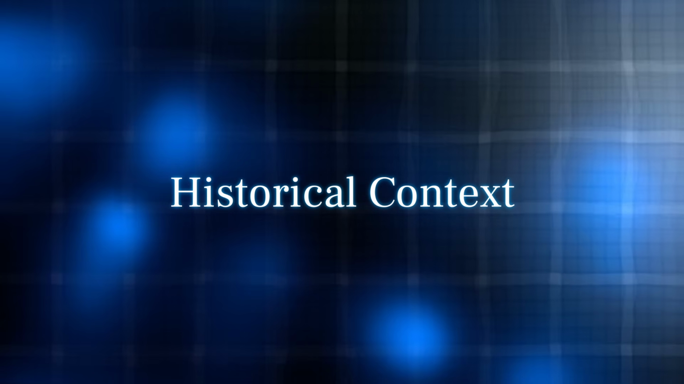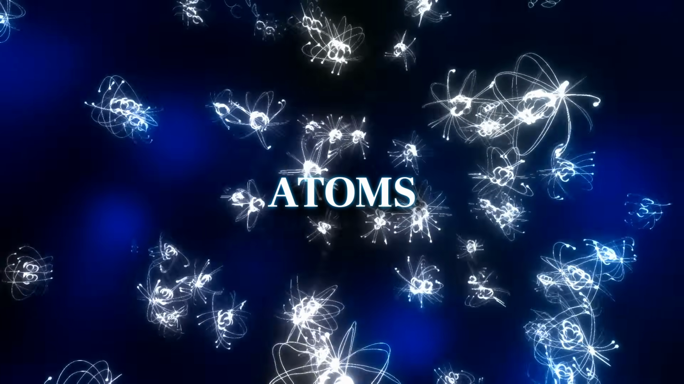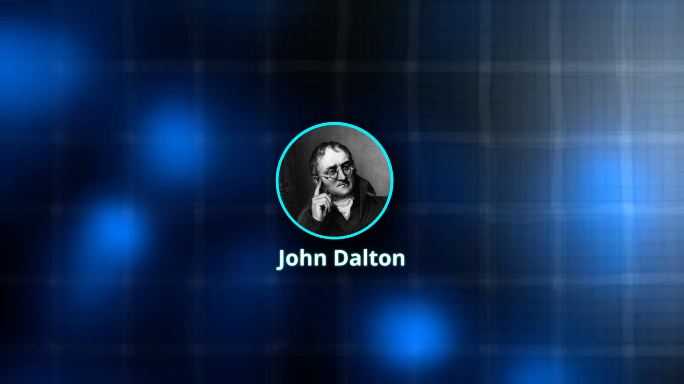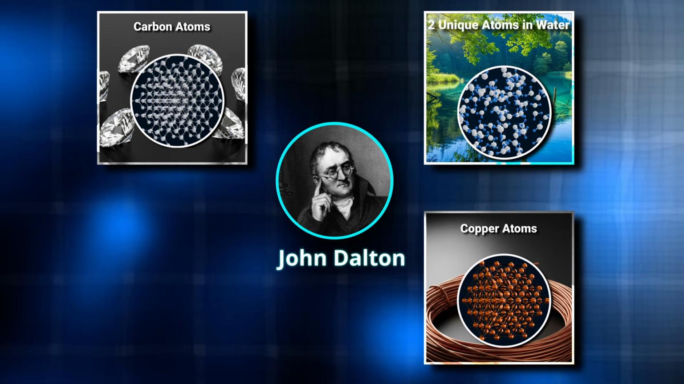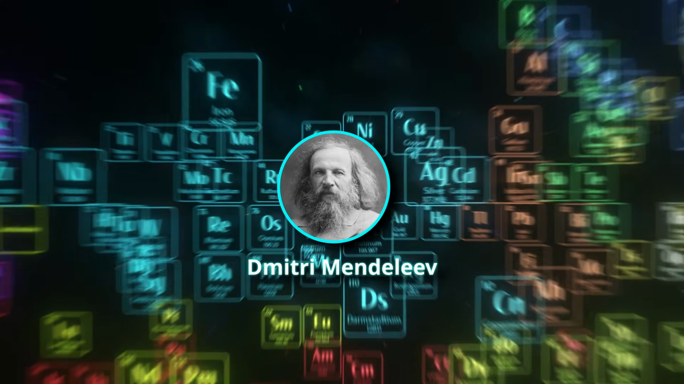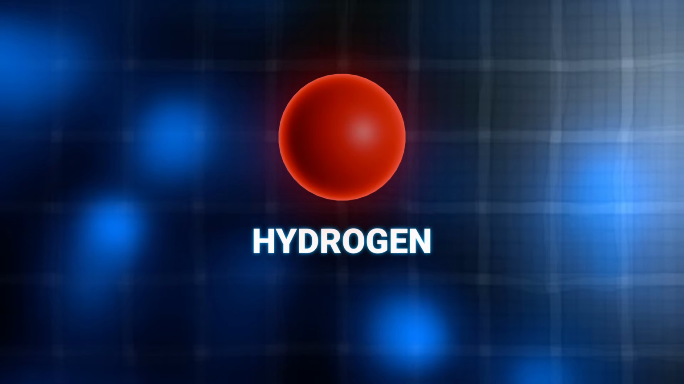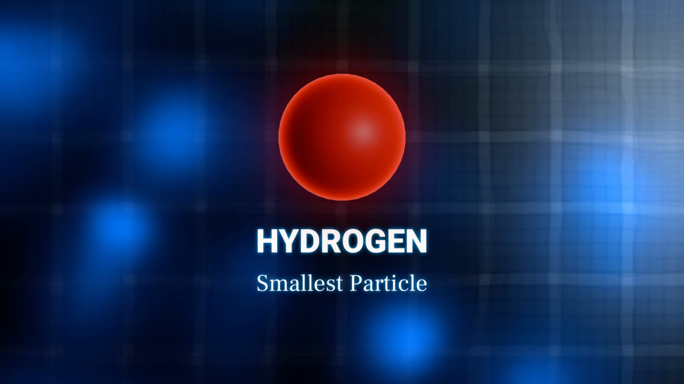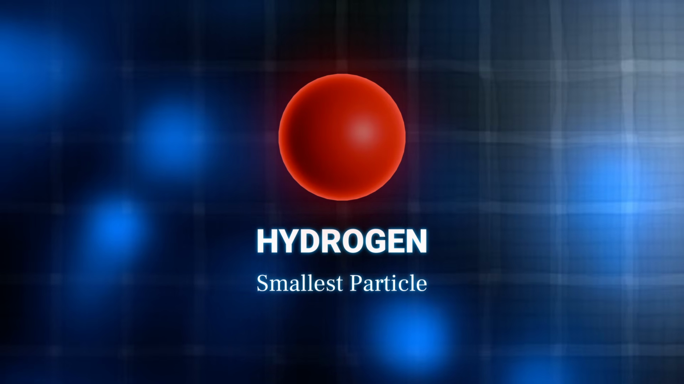Before we move to the most profound conclusion, let's briefly consider some historical context. By the 19th century, the existence of atoms had already been proposed. John Dalton theorized that matter is made up of indivisible atoms, with each element consisting of its own type. Dmitri Mendeleev developed the periodic table organizing elements by atomic weights. At that time, hydrogen was considered the lightest and simplest atom, and many believed no particle could be smaller than a hydrogen atom. But now comes the breakthrough.